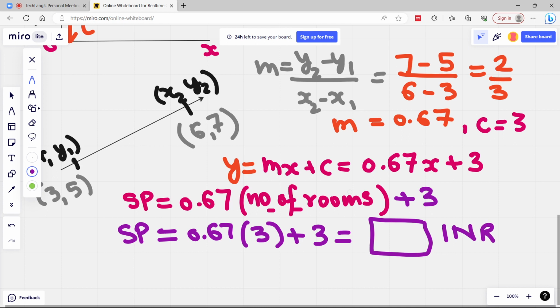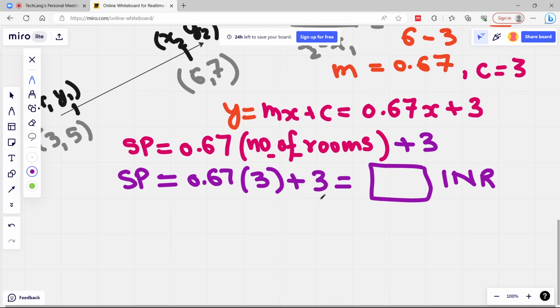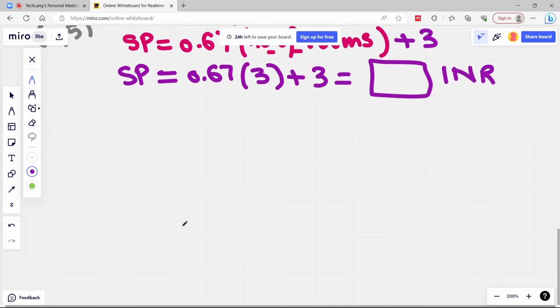Is this sufficient for you? Are you getting this point? What is linear regression and how are we calculating this entire value? Are you getting this point? Right? Okay.